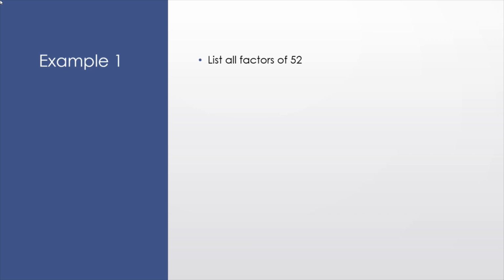We're listing out all the factors. So we're looking at 52. A couple of factors would be 1 and itself, so 1 and 52. I look at the number, it's even, so I know it's divisible by 2. Now 52, let's see, the digits 5 plus 2 is 7, so it's not going to be divisible by 3. Perhaps divisible by 4. Yes.